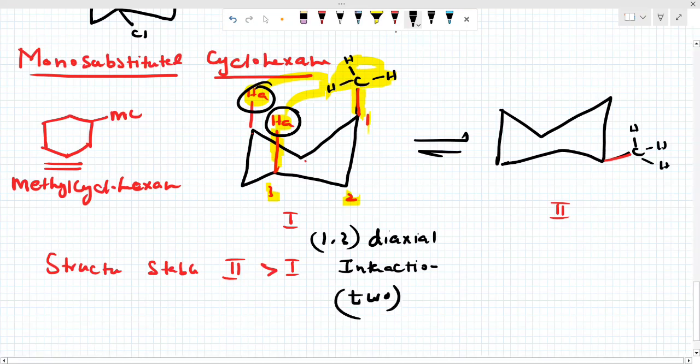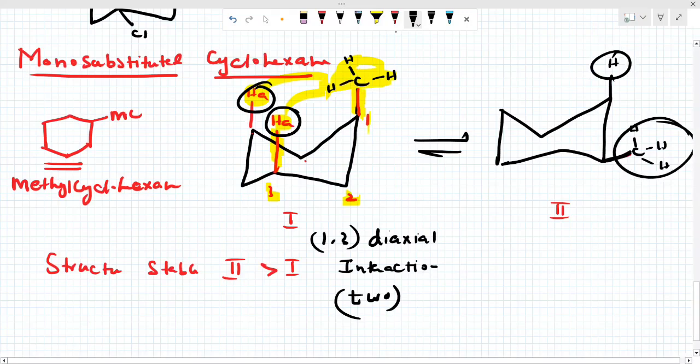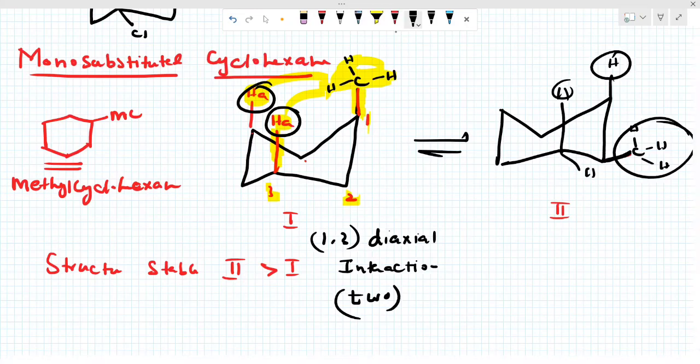Now, in this case, tell me, this is the equatorial bond, right? I put hydrogen here. This one is above the plane, this one is below the plane. There is no interaction. Similarly, this hydrogen, there is no interaction. Whenever the methyl group is in the equatorial position, there is no 1,3-diaxial interaction.